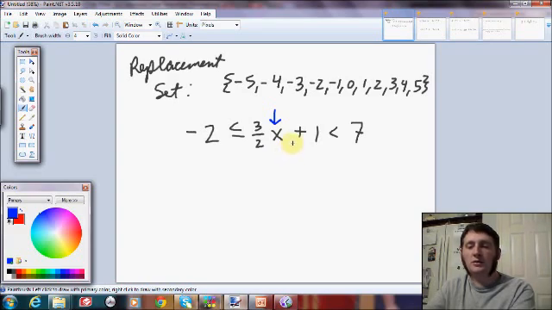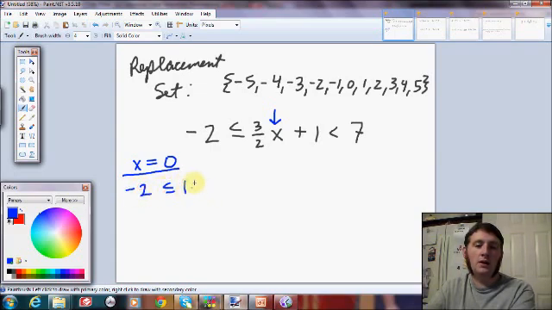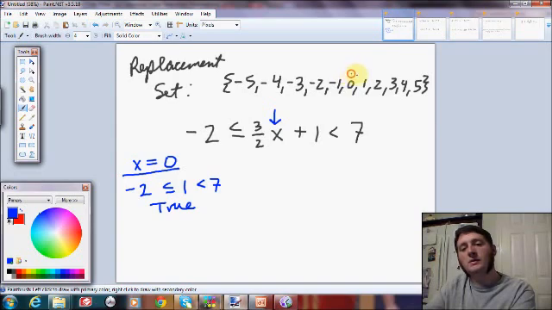And we want to know whether each one is going to work, which is a fancy, or not as fancy, way of saying that when you put the 0 in for x, you get a true statement. Well, 3 halves of 0 is still 0. 0 plus 1 is 1. And so if x is 0, we get the statement -2 is less than or equal to 1 is less than 7, which is a true statement. So 0 works. Good job, 0.